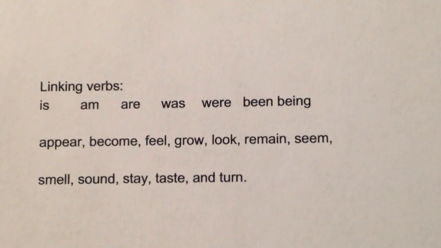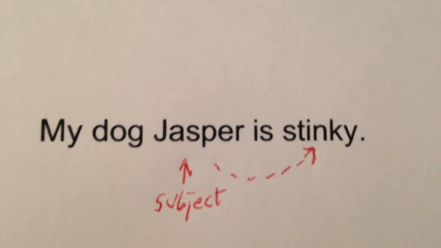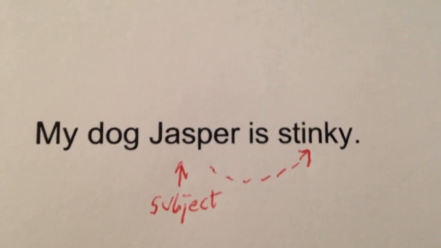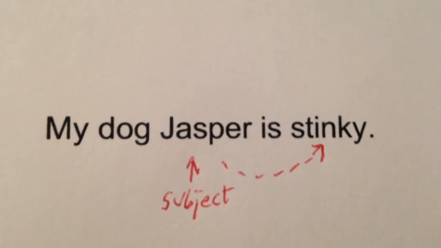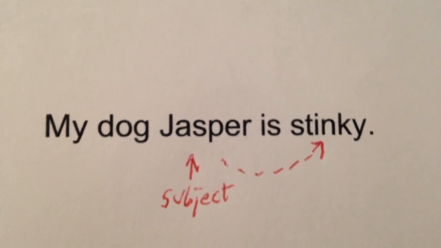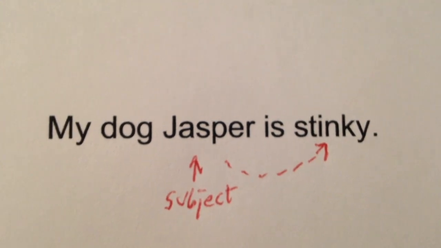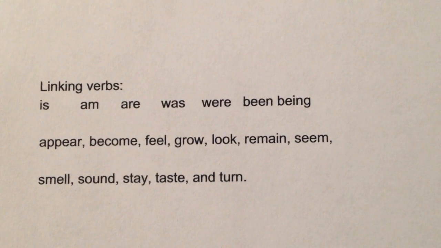Now, linking verbs don't express an action, but serve as connectors. And what they do is they link the subject with either a noun or an adjective that says something about the subject. For example, in the sentence, "My dog Jasper is stinky," the linking verb is connects the subject Jasper with the adjective stinky. There are quite a few linking verbs, and you just need to memorize them.